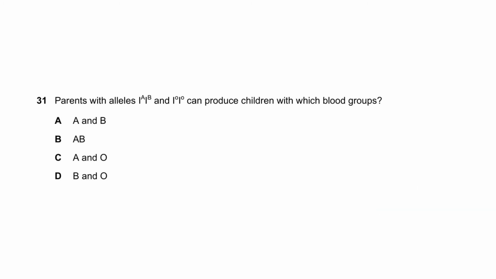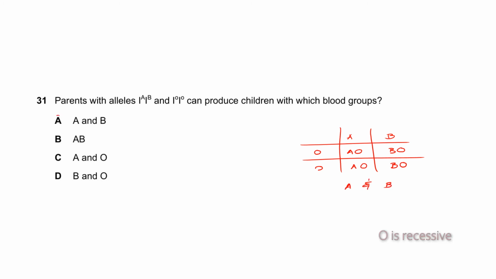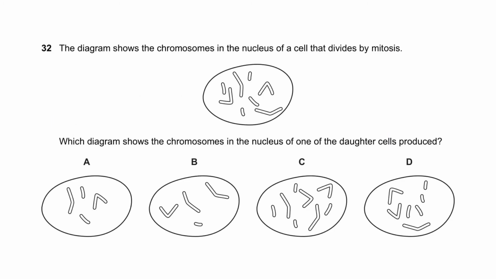Question 31 says, parents with alleles A, B, and OO can produce children with which blood groups? So first, let's draw the Punnett square. The groups that can form are A and B. So the answer is A. Question 32 says, the diagram shows the chromosomes in the nucleus of a cell that divides by mitosis. Which diagram shows the chromosomes in the nucleus of one of the daughter cells produced? It's important to remember that mitosis produces genetically identical daughter cells, so the chromosomes in the nucleus have to be identical to this one. So the answer is C.